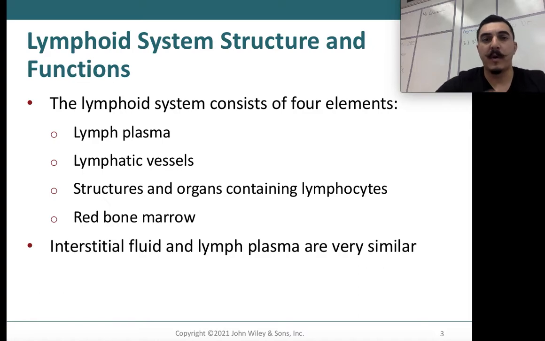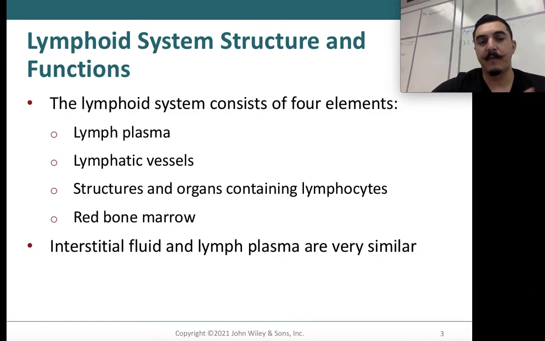So when we talk about immunity, we have what's called the lymphoid system, and that has four big elements. We have the lymph plasma, which is a little lymph liquid that has all our cells that are fighting whatever is coming into our body. We have the lymphatic vessels, kind of like veins and arteries. Think about blood vessels, but now we have lymphatic vessels, and that's where that liquid is going to go through. We have specific structures and organs that have what are called lymphocytes, those cells that are fighting. And then we have the red bone marrow, which is also the production site of many of these cells that we need to fight. So that's our lymphoid system.